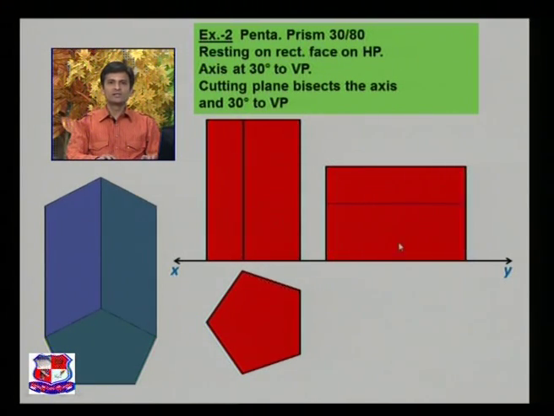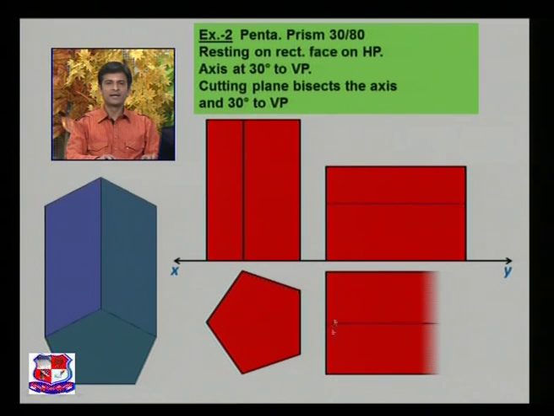Now it is resting on its rectangular face. So redraw its front view like this, tilt it on the XY line, and by taking projections, this would be its top view. This edge would be visible from here and these bottom edges will not be visible. So they should be drawn with a dotted line. This dotted line represents these hidden edges which are on the XY line. So in the top view they would not be visible.